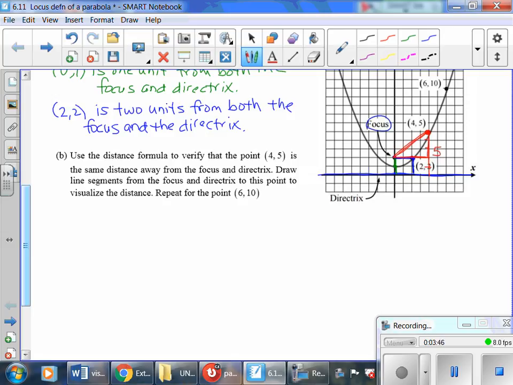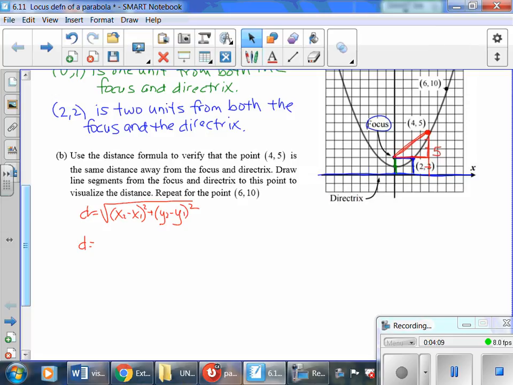So the distance formula, if you remember what the formula is, distance equals the square root of x2 minus x1 squared plus y2 minus y1 squared. So the distance is equal to, let me write down my 2 points that I'm considering here. So the first point, let's put it over here, is going to be 0, 2. And the other point is going to be 4, 5.